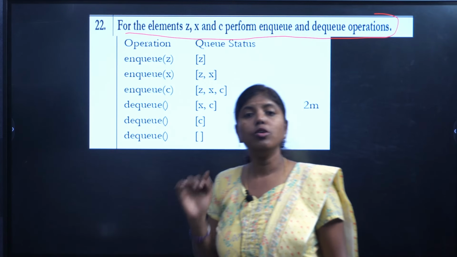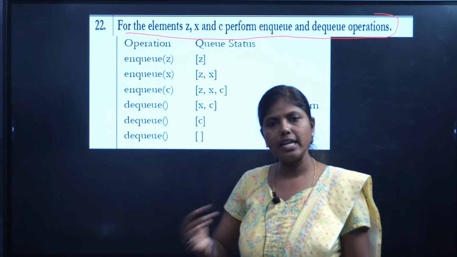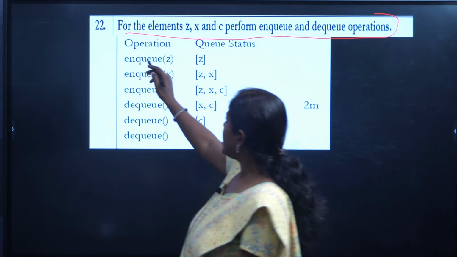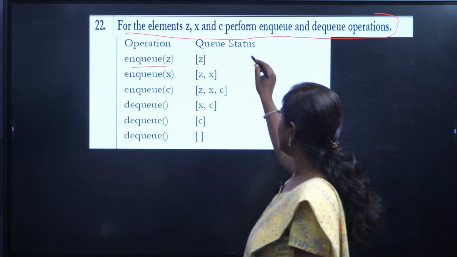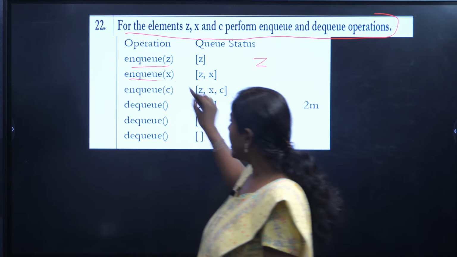What you can do is, there are 3 elements. We will do NQ 3 times and DQ 3 times. NQ I'm going to do it. If I do NQ here, what happens? Z will come. And after that I'm going to NQ.